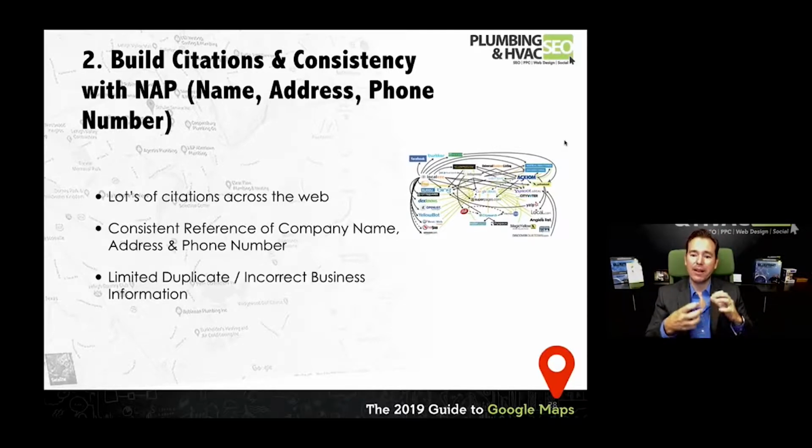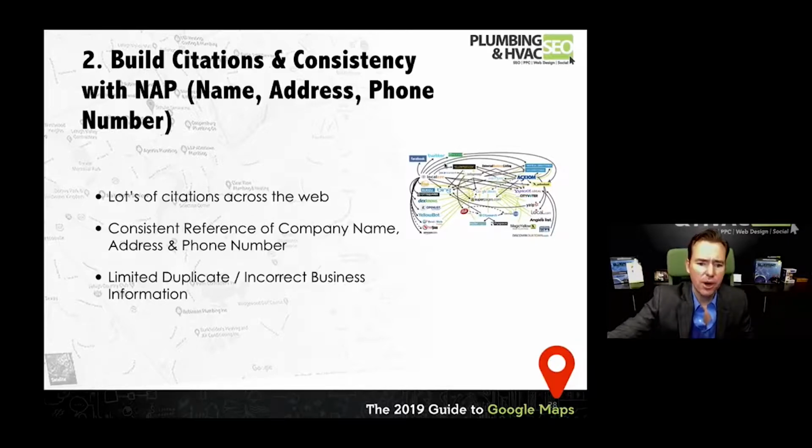So that's where we can leverage some cool tools to make sure that there's consistency of that name, address, phone number. I'm going to give you guys a resource that you can put in your company's name, phone number, and address, and it will scan the web and tell you, is there inconsistency? Are there issues that need to be addressed?